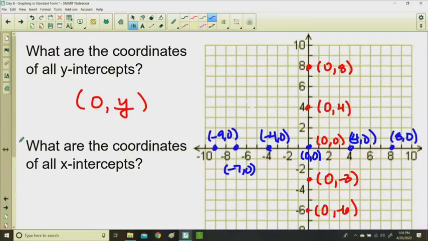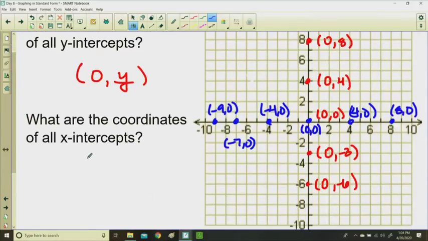Again, what's the similarity between all the x-intercepts? Well, that is that now it's the opposite. It's flipped. It's going to be some number x, comma, 0. All the y values are 0 in this case. All right?